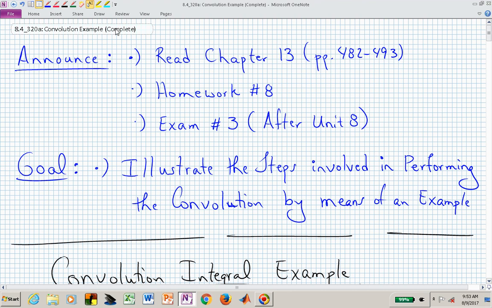Welcome back to ECE 320A. We're in Unit 8, which is the convolution integral, and now we're actually going to work through a convolution example in this particular video, and we'll try to illustrate the steps.